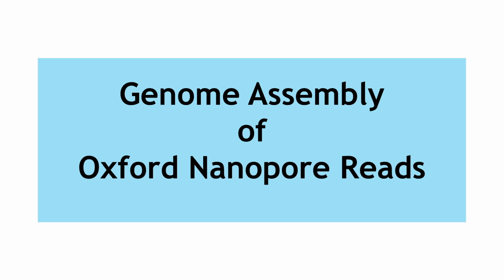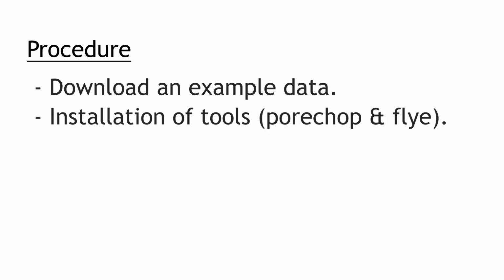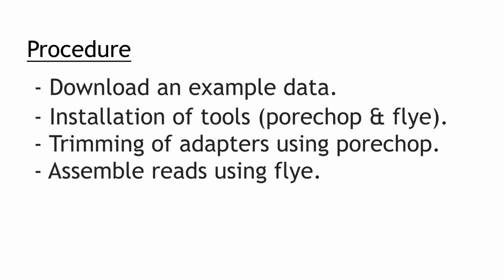In today's video, I am going to show you how you can perform genome assembly on Oxford Nanopore data. So what we are going to do is to first download the example data, and then we are going to trim that data using the tool called Porechop. After trimming, you will then perform the genome assembly on the trimmed data using the tool Flye.